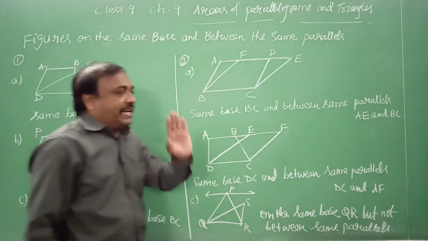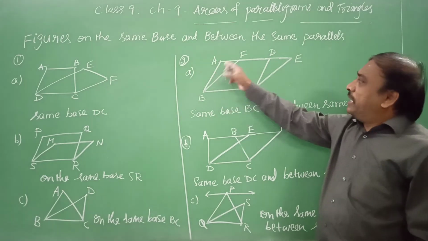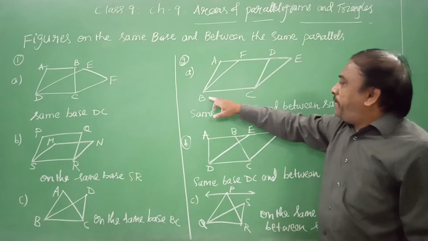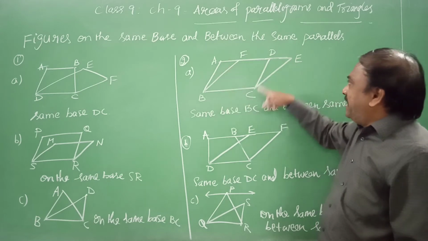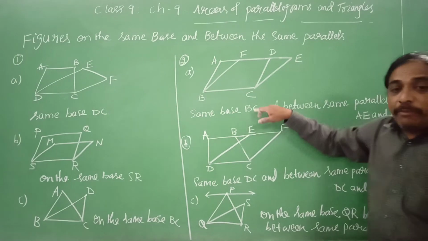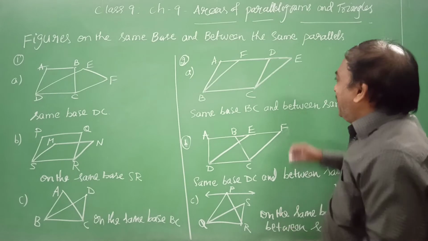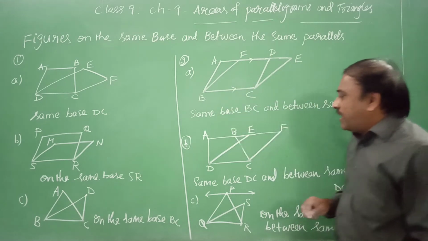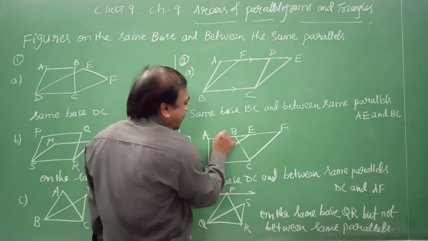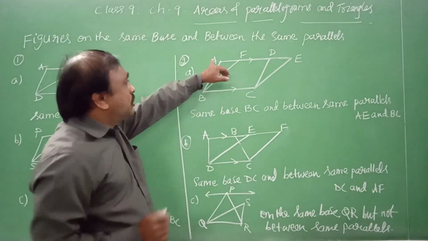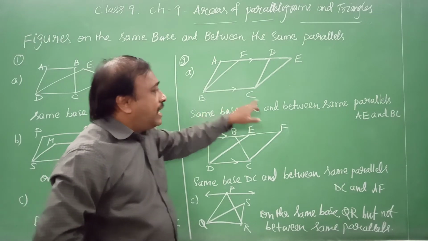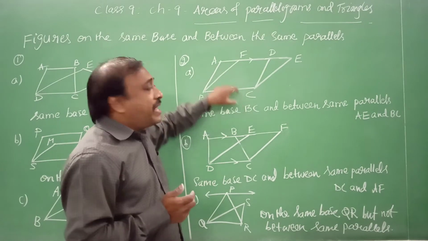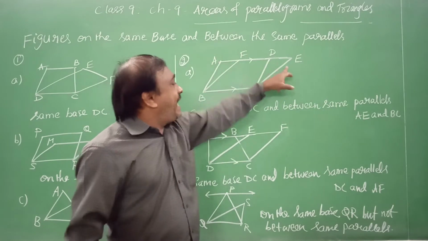Now you see the next bit here. Figures ABCD and FBCE, they both are standing on the same base, and here these lines are parallel. Actually these are the two parallelograms. This is parallel to this. This line is parallel to this line. Observe it. So they both have the same base BC and are between the same parallels AE and BC.